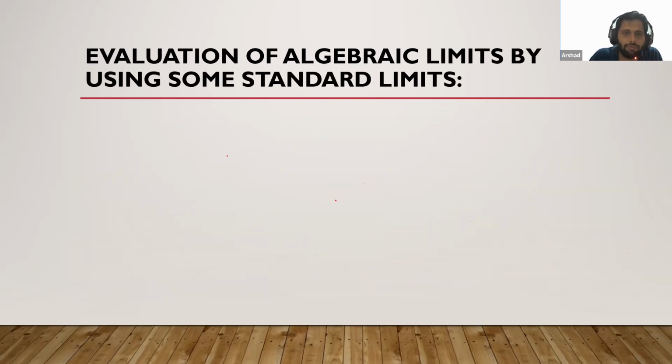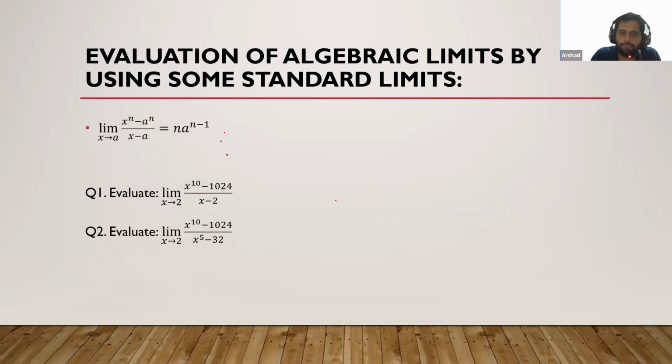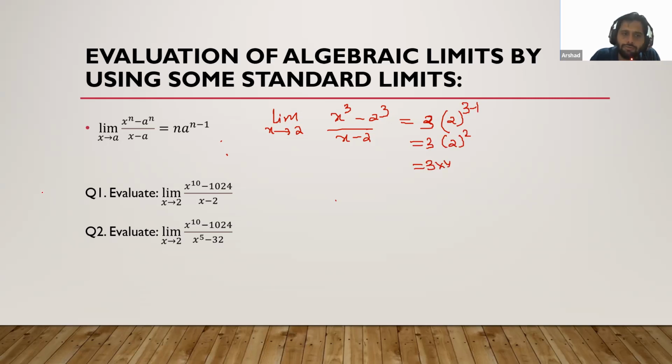Today you have a test of differentiation also. Now we have some standard formulas to solve the limit. The first formula is this. You have done this last year also. Limit x tends to a of x to the power n minus a to the power n by x minus a is equal to n a to the power n minus 1. So for example, if we have limit x tends to 2, x cube minus 2 cube by x minus 2, the answer will be n means 3, a means 2, so 3 into 2 to the power 3 minus 1. So you will get 3 into 2 whole square, so 3 into 4.